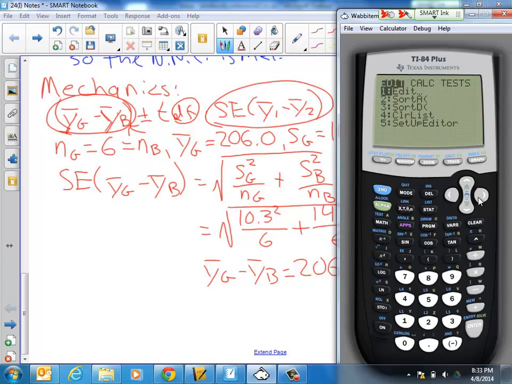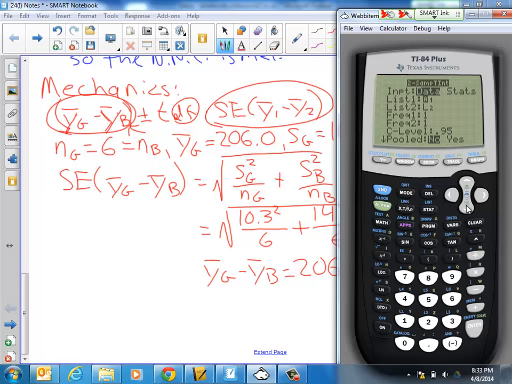Let's see, stat tests, and we're going to go to the two sample t interval, because we've got two different samples and we're using a t interval for means. Two sample t interval here asks for your input as data or stats. Well, we've got the data listed in L1 and L2, so that's exactly what we want.